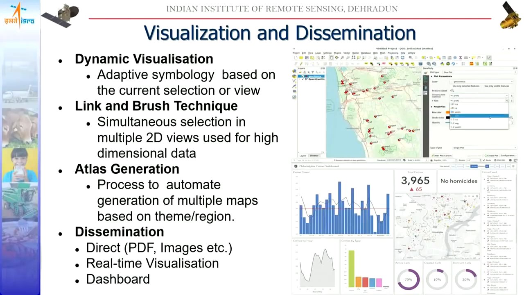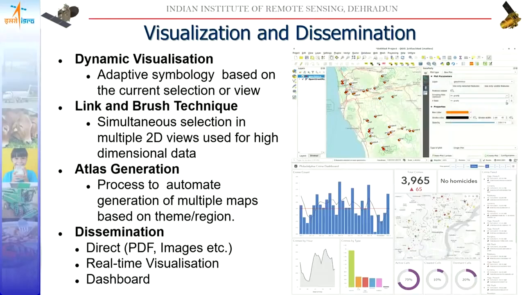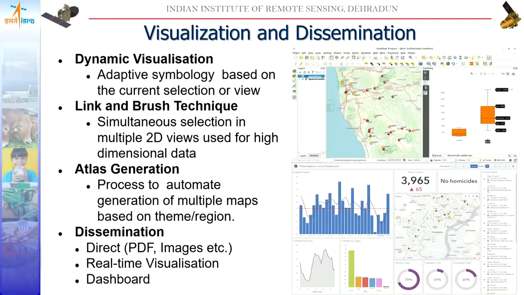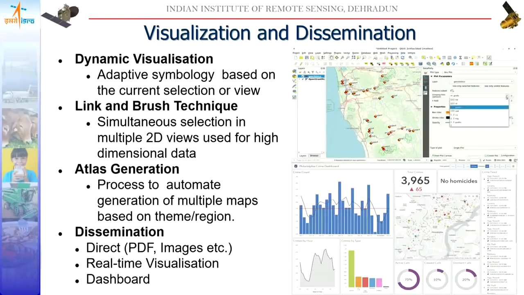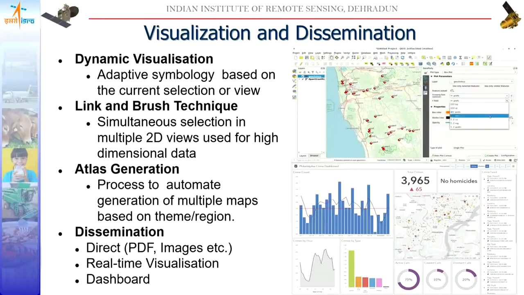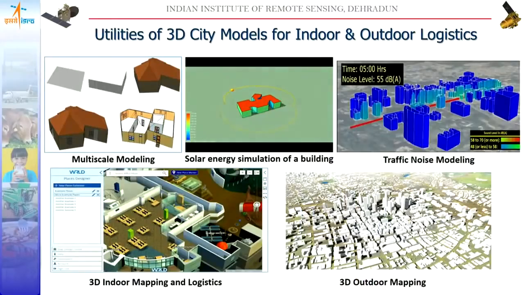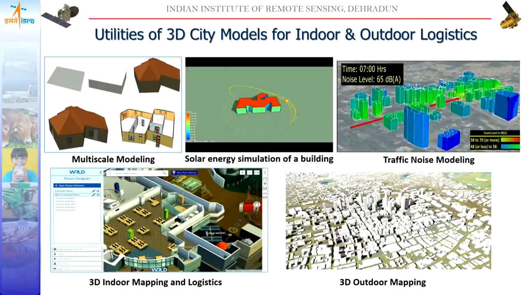Once you have these data sets, you can create your own atlases for various applications which relate to your requirement. And then the dissemination could be in the form of a real-time visualization, it could be through a dashboard, or you can even create PDFs, day-to-day PDFs can be generated and passed on to your different sections. So these types of mechanisms, I would say GIS can provide all these things in toto, and you don't have to search for individual applications.